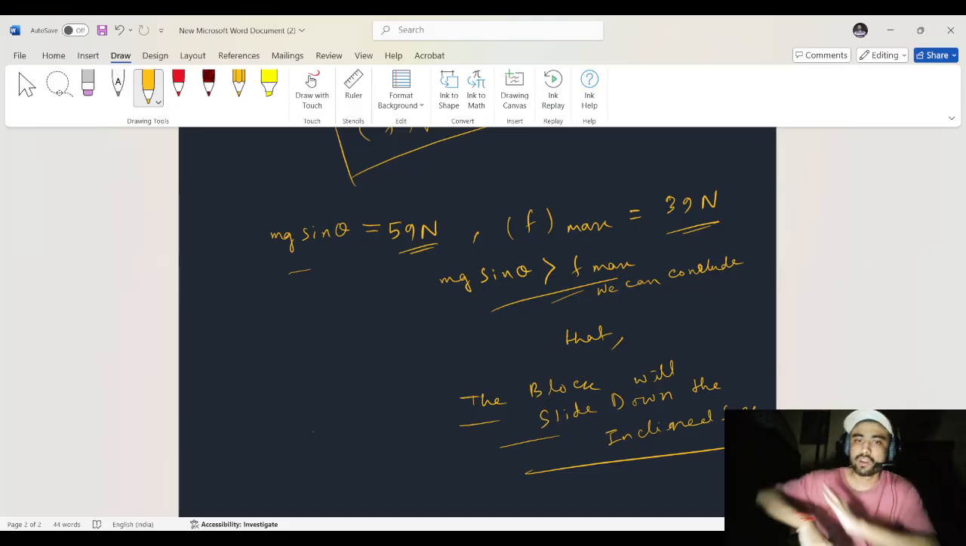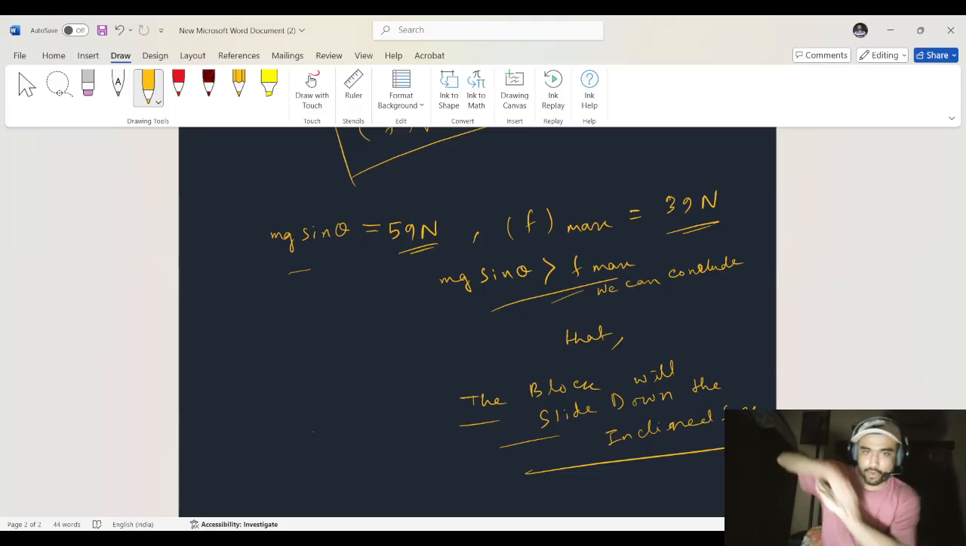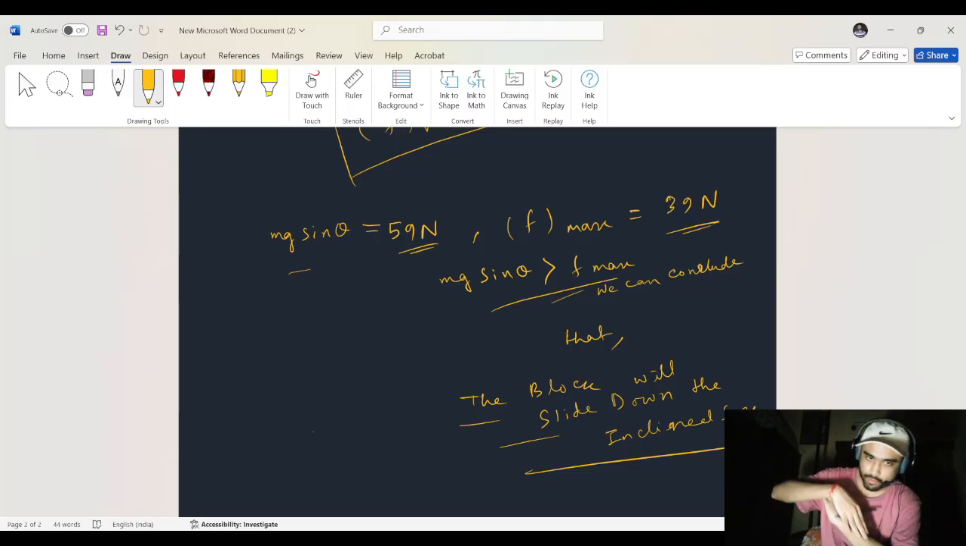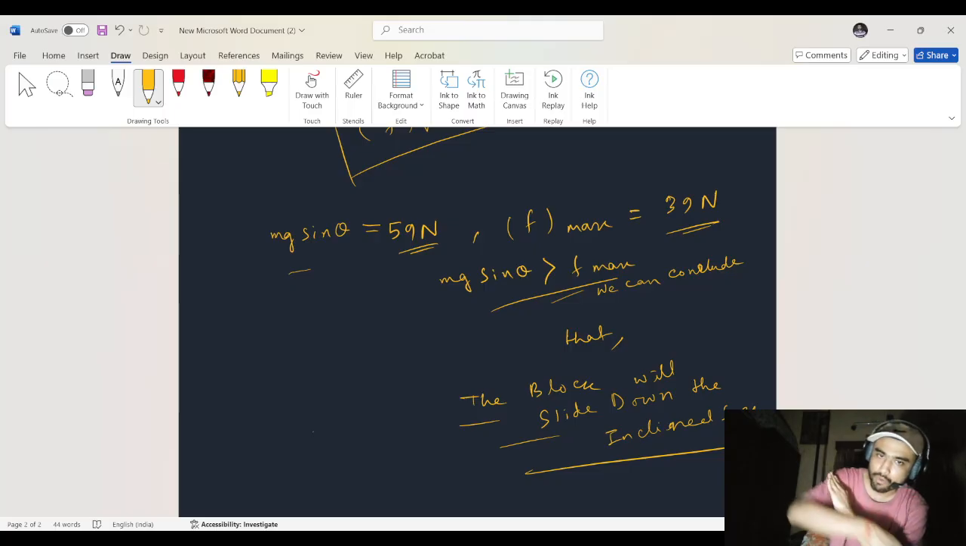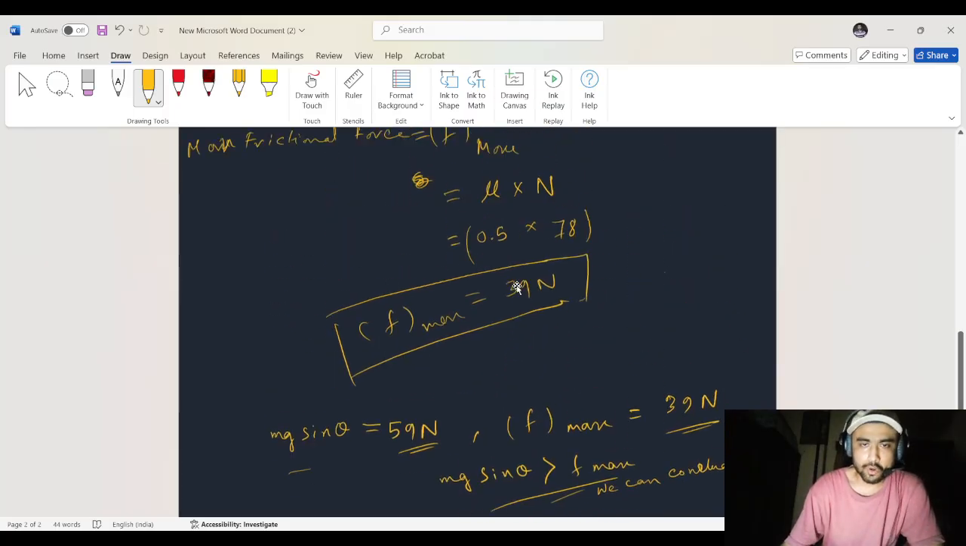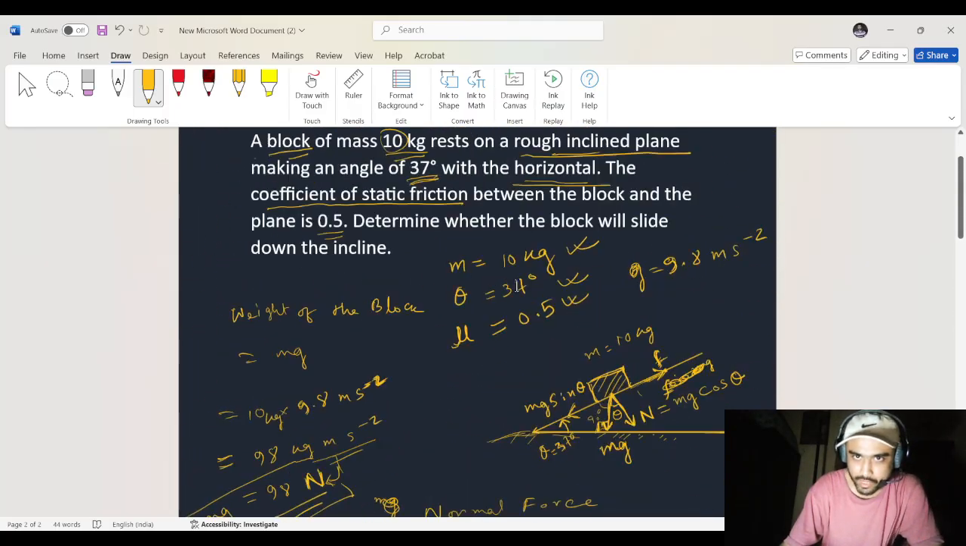The force acting in the downward direction along the inclined surface, mg sine theta, is greater than the force acting in the opposite direction, the resistance or frictional force. So the block slides down. This was the total concept of this numerical.